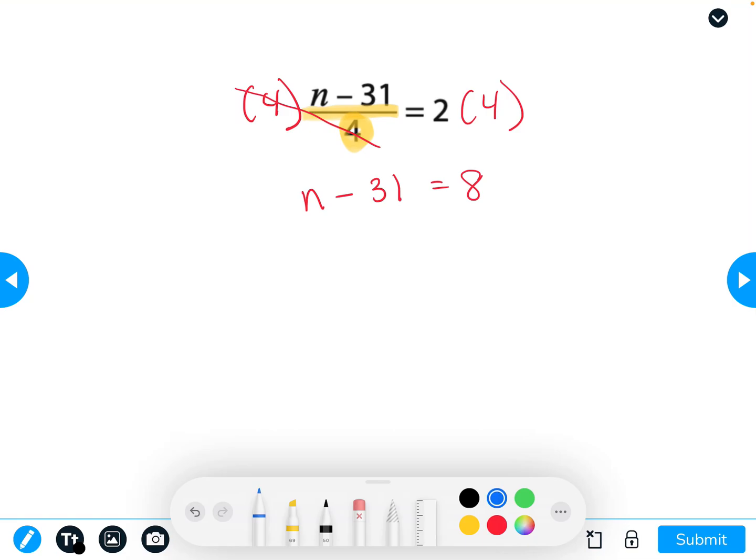Now I can solve it as a one-step equation. For n minus 31, the inverse would be adding 31 to both sides, which would give me n is equal to 39.